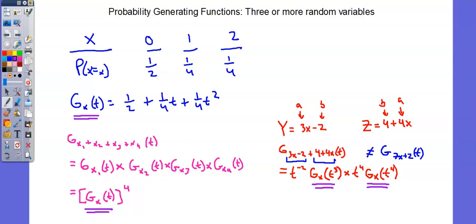A comment regarding the second example. If we were dealing with a scenario with more than two functions, y and z, if we had a third, a fourth, a fifth function in x, we could apply the same concept to find the probability generating function of those combined functions. And this completes the lesson on probability generating functions, 3 or more random variables.